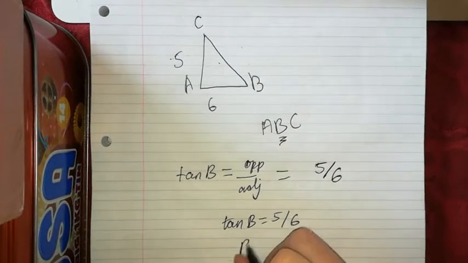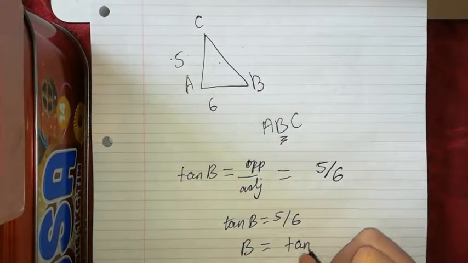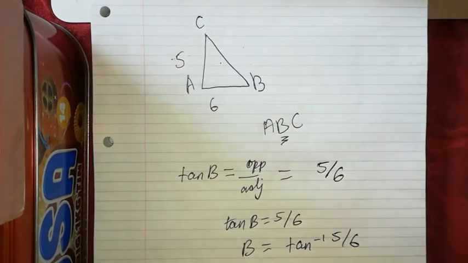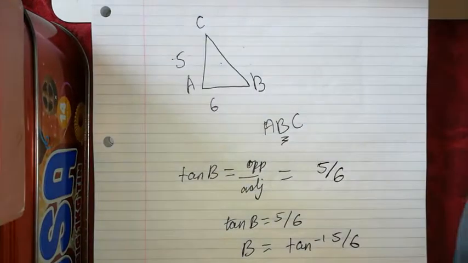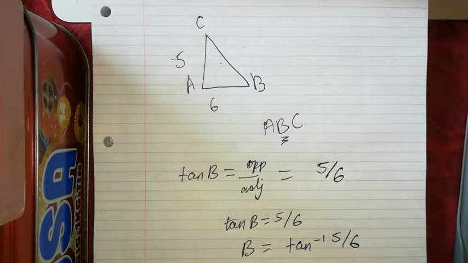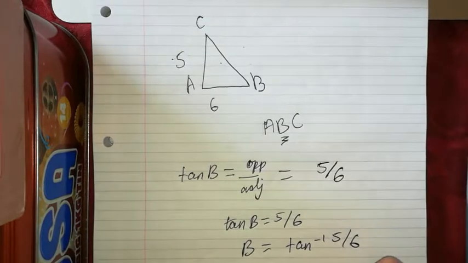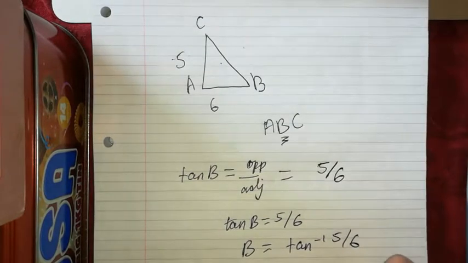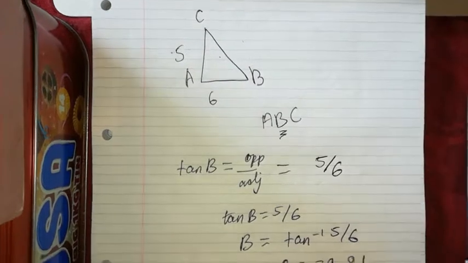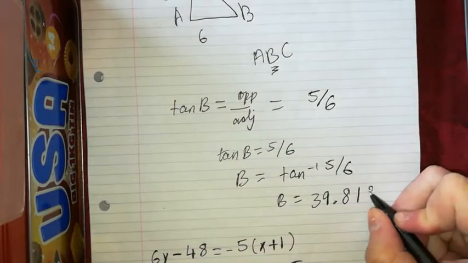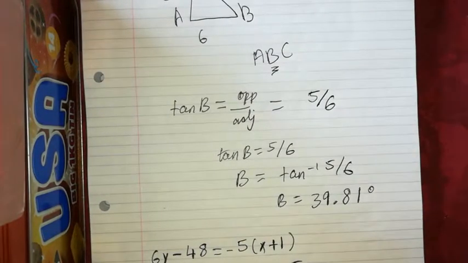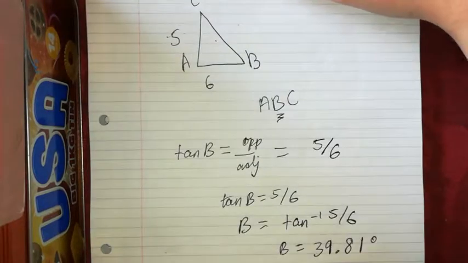So if I want to get what B is by itself, I'm going to have to get tan inverse 5 over 6. So just grab my calculator. Tan inverse 5 over 6, and then I get B is equal to 39.81. It said give your answer correct to 2 decimal places. So this would be the angle ABC, and that's in degrees.